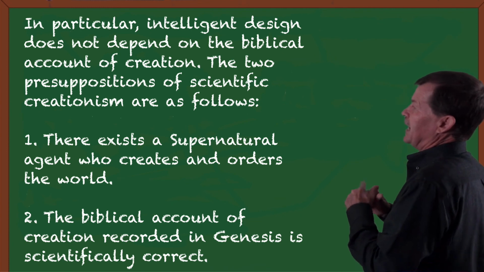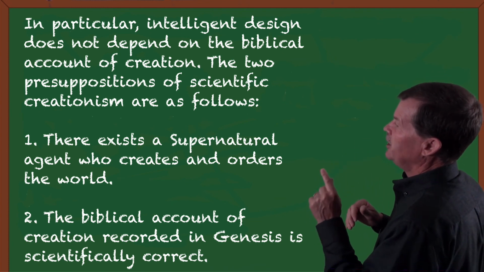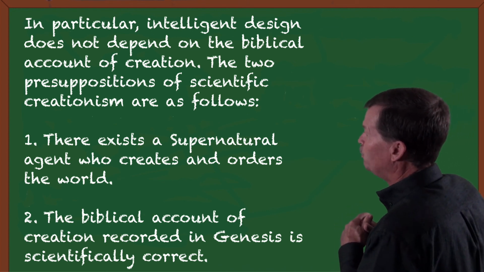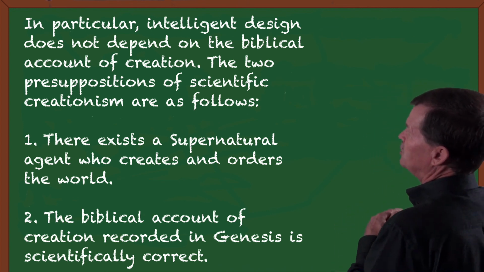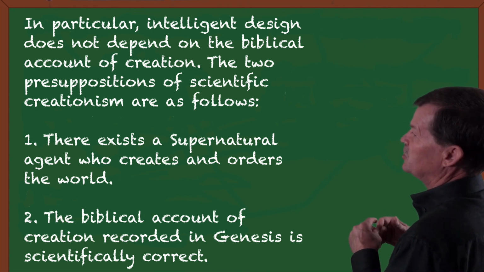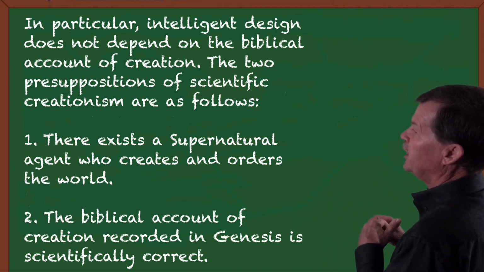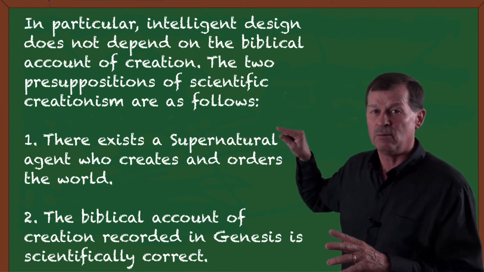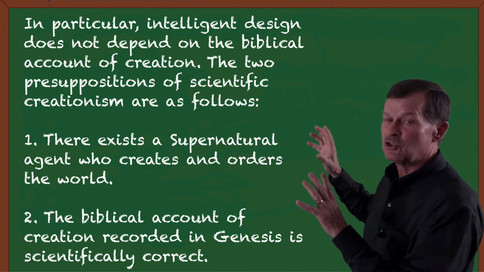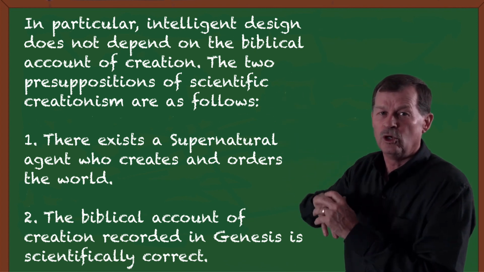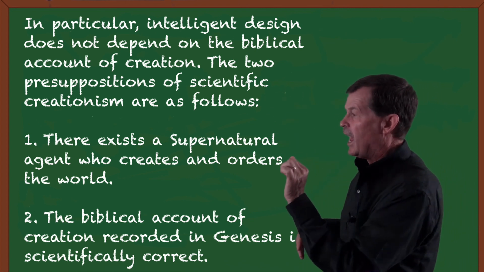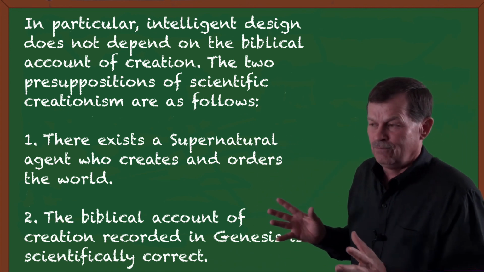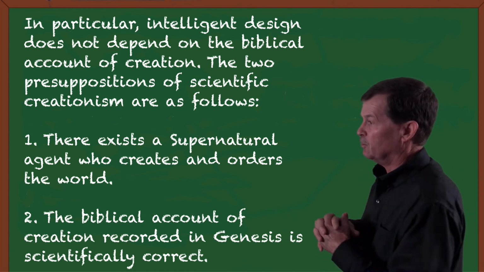He goes on, in particular, intelligent design does not depend on the biblical account of creation. The two presuppositions of scientific creationism are as follows. There exists a supernatural agent who creates and orders the world. So what he's saying is intelligent design does not believe in that. In other words, you can't have a supernatural agent that comes into the world that creates and orders the world. That is against intelligent design principles.